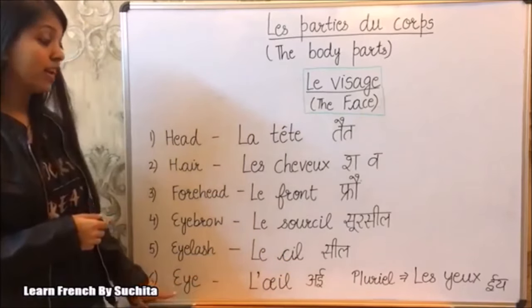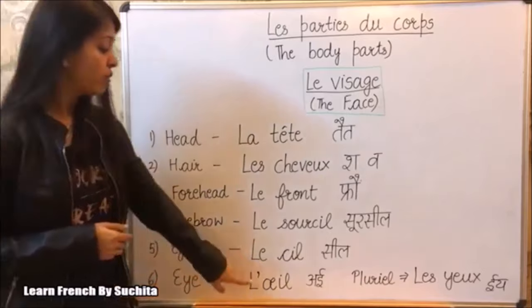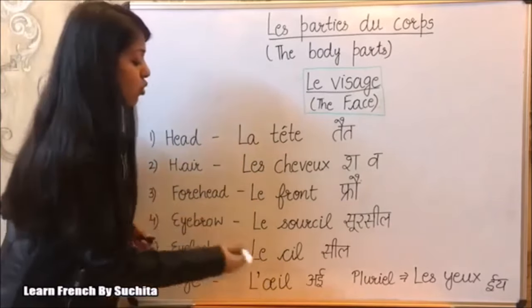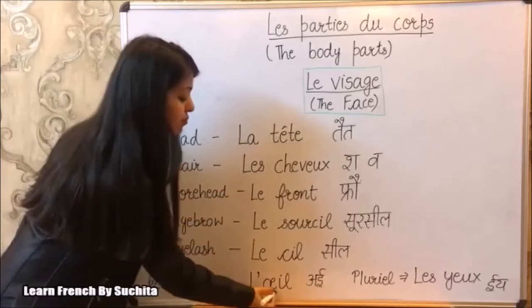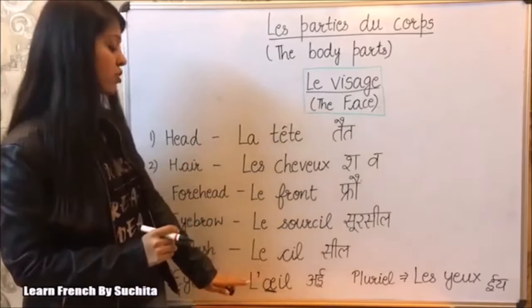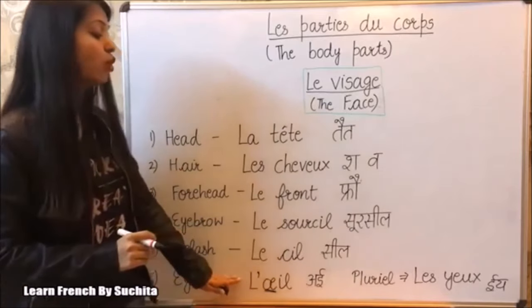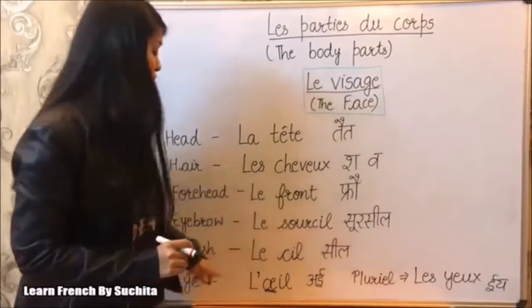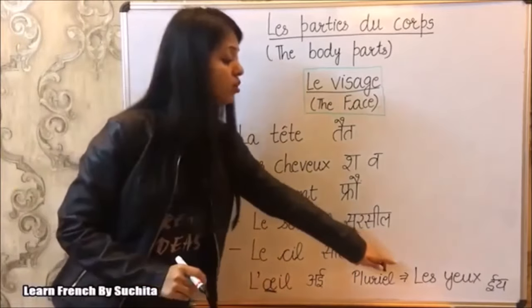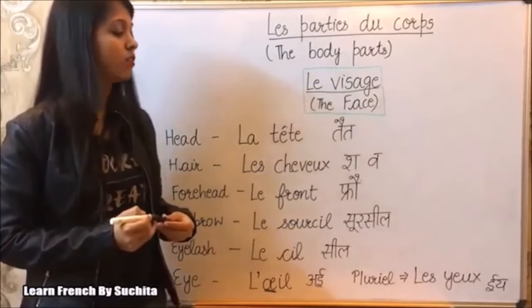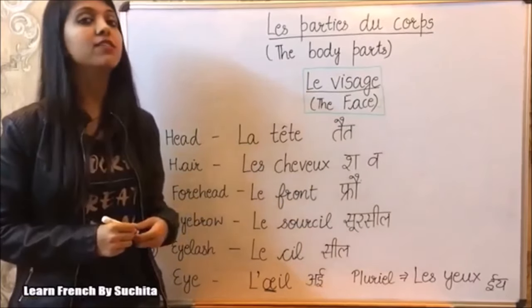Eye, that is the singular one. We pronounce it as l'œil. Here, we write O and E together. We mix it and the pronunciation becomes a single sound. Now in plural, if I want to say eyes, we do not put S over here, but instead we have a different word with the pronunciation 'lezieu', les yeux.